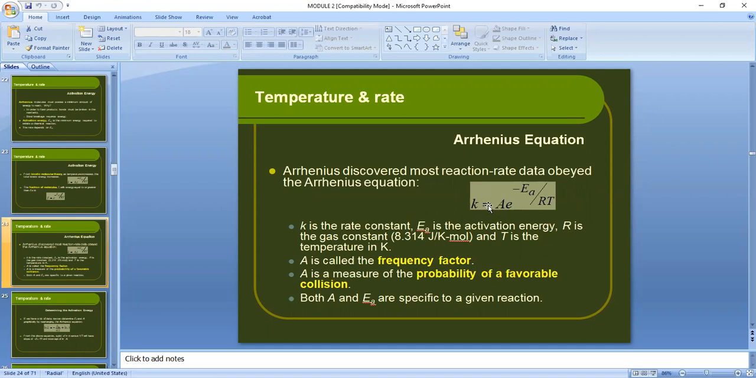Now, by the way, how do you determine correctly the set of units of the K? Given the order of the reaction, how do you write correctly the set of units for the K? Somebody suggest? It's very fundamental. So how do you determine the unit or the units of the K, the rate constant?